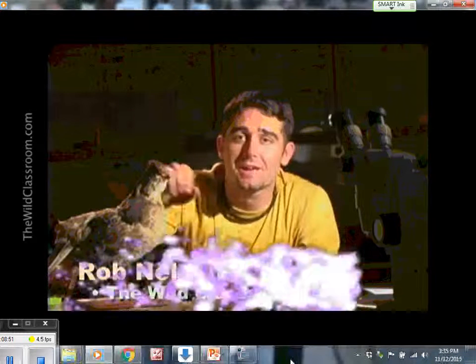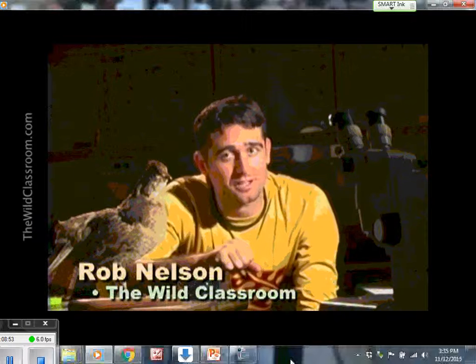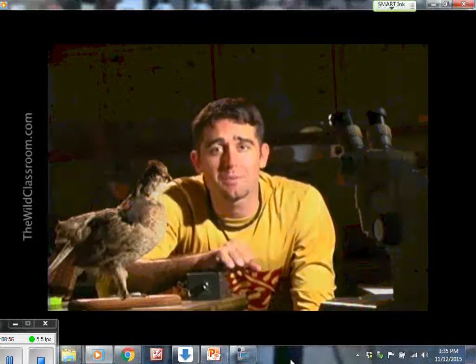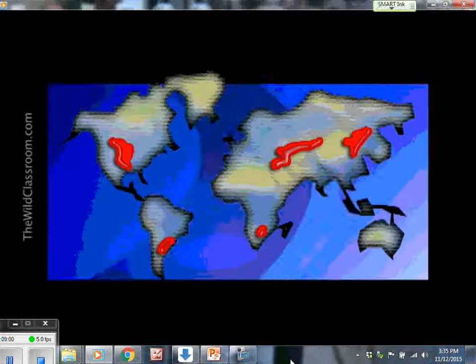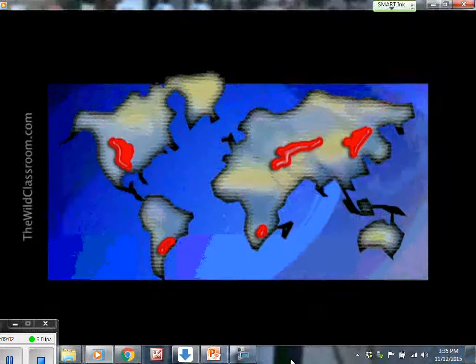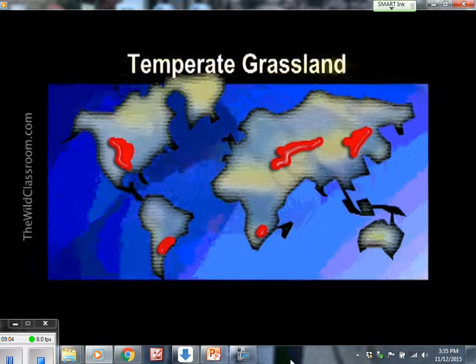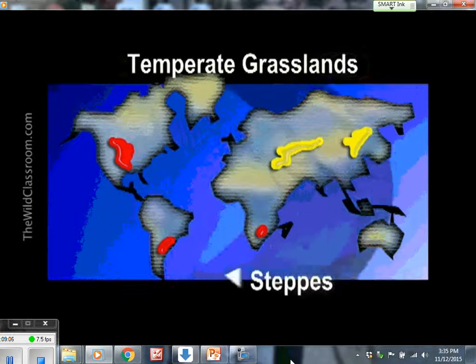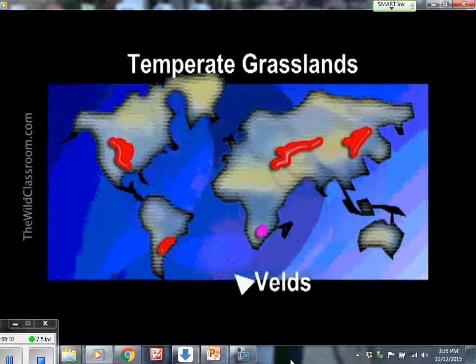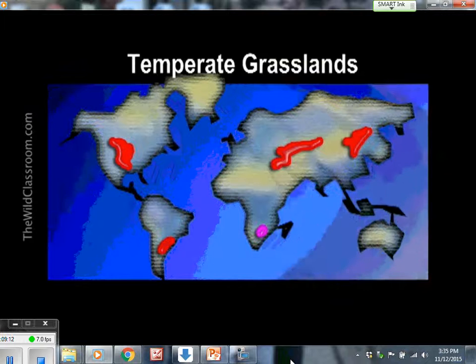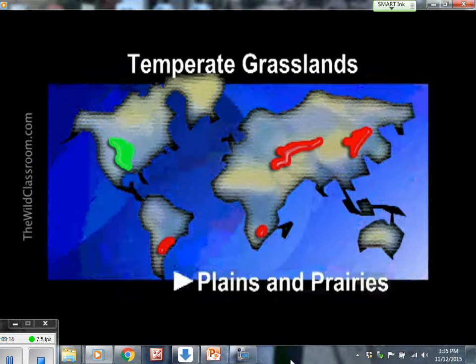So here I am at Cedar Creek Natural History Area, and here they study prairies. But prairies just so happen to be only one of the types of grasslands. Now across the globe, there are a few major regional expressions of temperate grasslands. The Russian and Chinese steppes, the South American pampas, the South African velds, and of course, where I am right now, the North American plains and prairies.